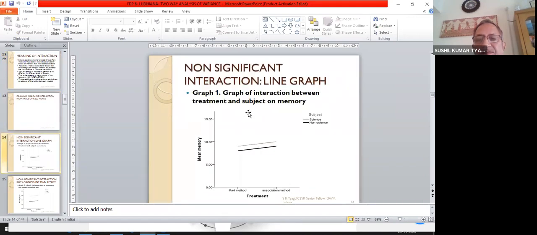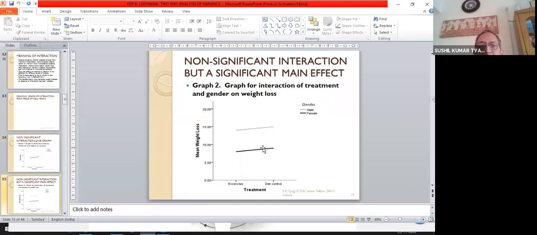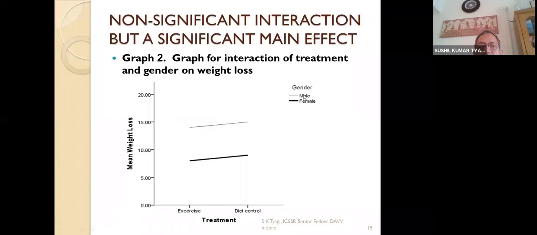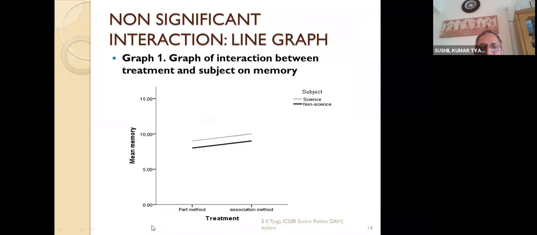This is the graph which has been drawn with the help of SPSS, that I tried to draw myself to make you understand how a graph is drawn. Now this is the graph for interaction of treatment and gender on weight loss. Okay, this is different. Yeah, this one. Graph of interaction between treatment and subject on memory.